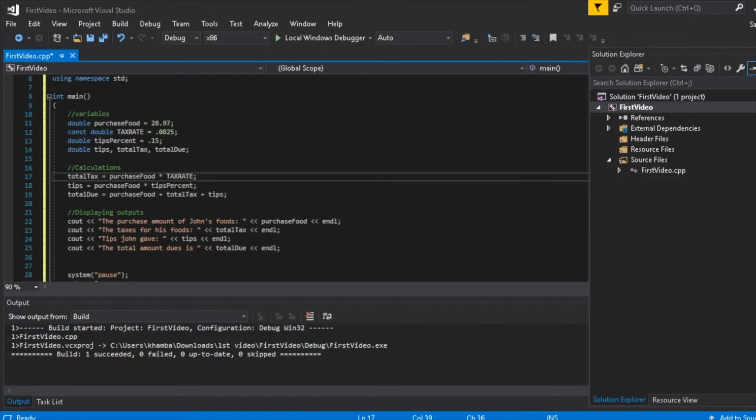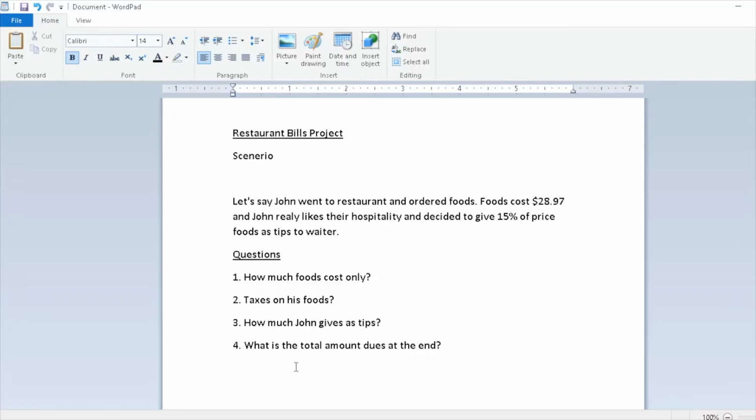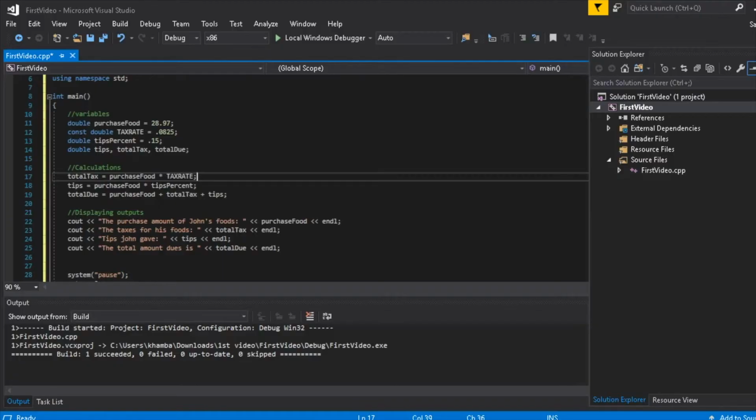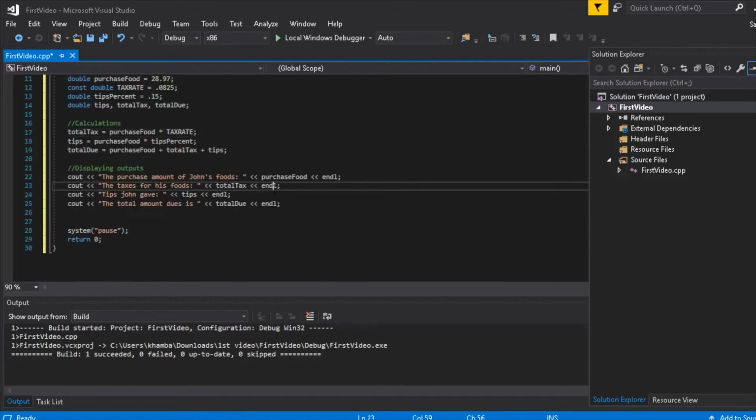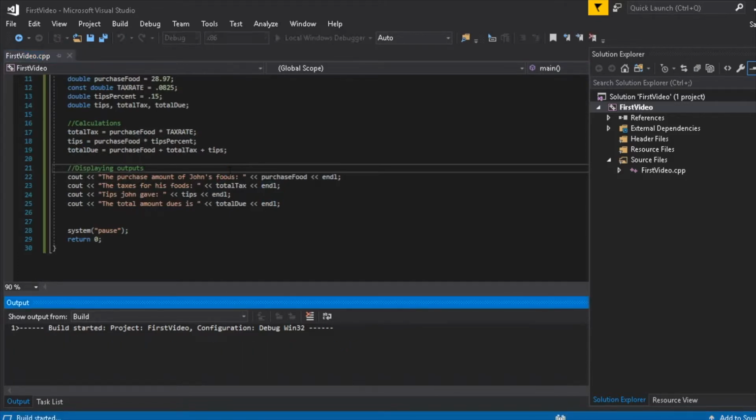Okay. And number 4 is the total amount due. To find that, we just have to add those, and we already found them, so we just have to display those things. The total amount due is total due, here, purchase food plus the total tax plus the tips. Okay, if I only do this and display this, it looks like it's all correct, but it does not look good. I will show you what I meant.